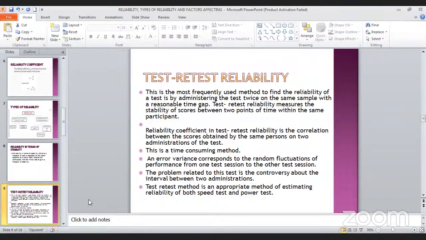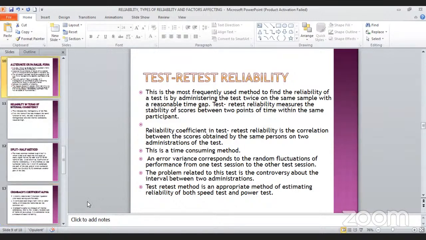That is also important. Okay. I think now you are okay to understand the test-retest. Okay. Next, continue. Yes, sir.